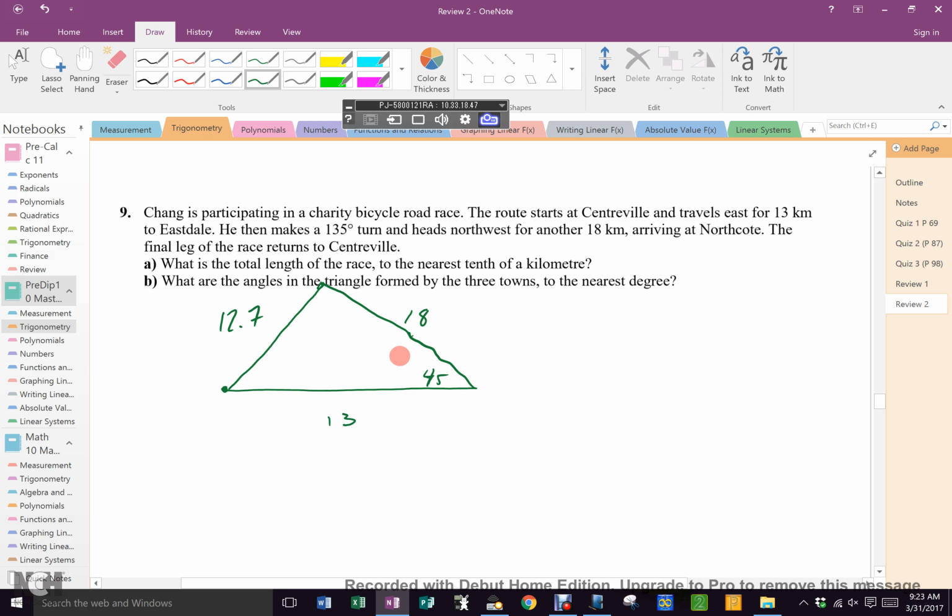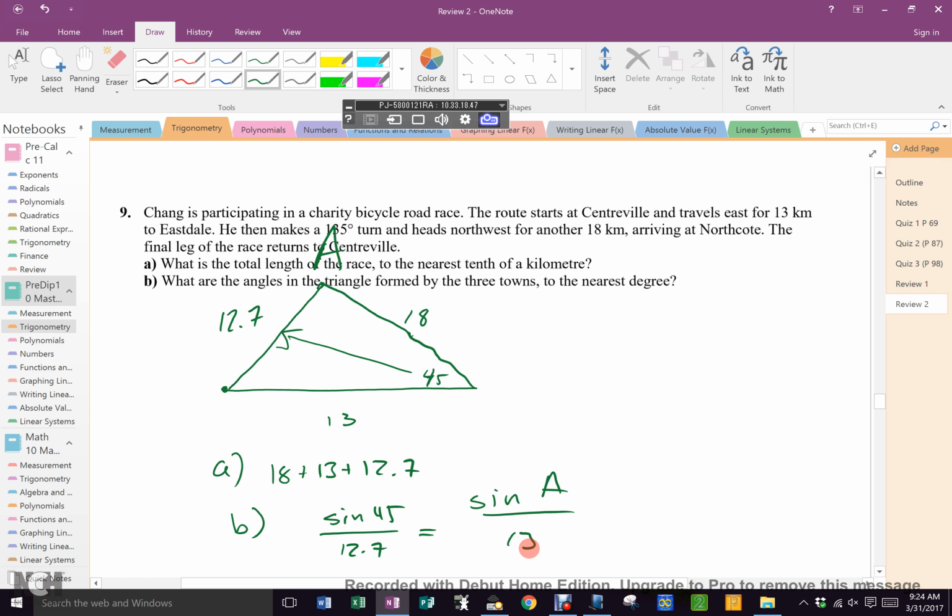Anyways, once you do that, now you have a pair. So now you can sine law for the rest. Okay? So A is 18 plus 13 plus 12.7. B is sine 45 over 12.7 equals sine A over 13, which equals sine B over 18. Then you do your math. Cool in the gang?